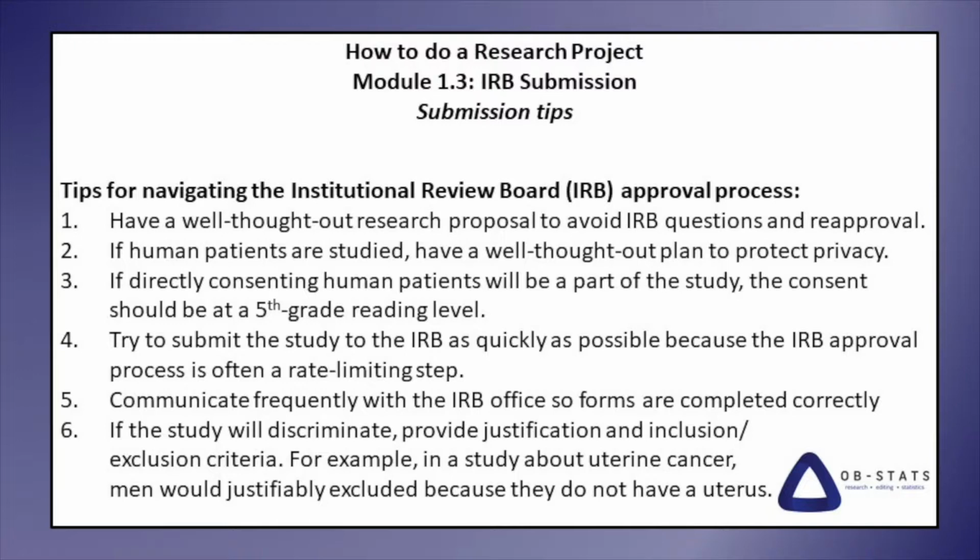5. Communicate frequently with the IRB office. Ask questions so forms are completed correctly. And 6. If the study will discriminate, there must be excellent justification for doing so because the IRB pays close attention to inclusion and exclusion criteria. An example would be a research study focused on uterine cancer. Men do not have a uterus, so, by definition, the study would justifiably exclude men.